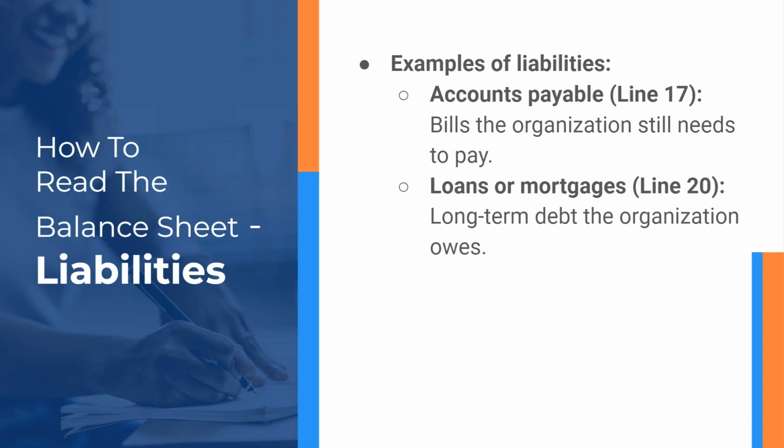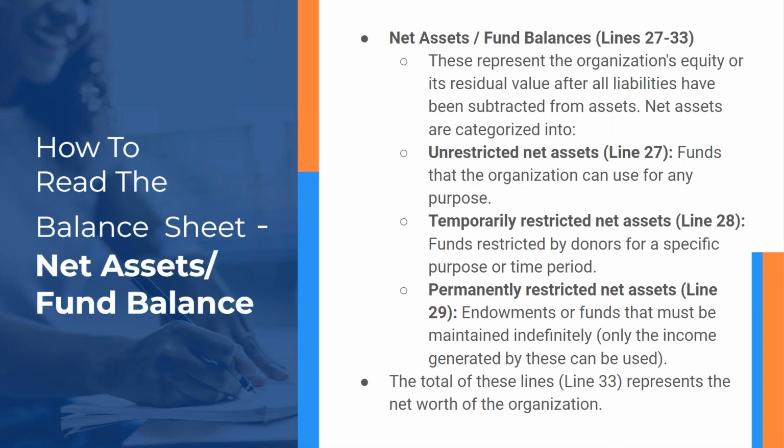Examples of liabilities for accounts payable could be bills the organization still needs to pay, loans or mortgages, such as long-term debt the organization owes. Net assets or fund balances are reported on lines 27 through 33. These represent the organization's equity, or its residual value after all liabilities have been subtracted from the assets.